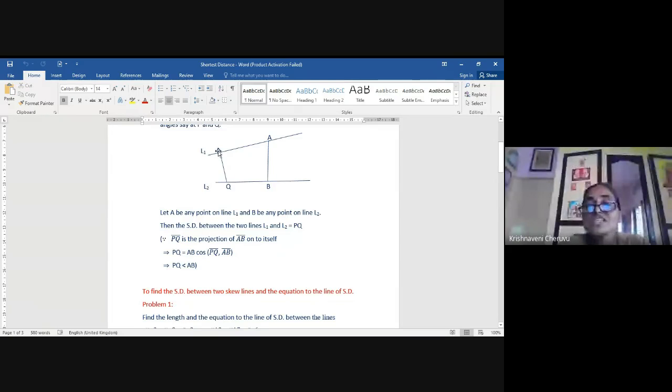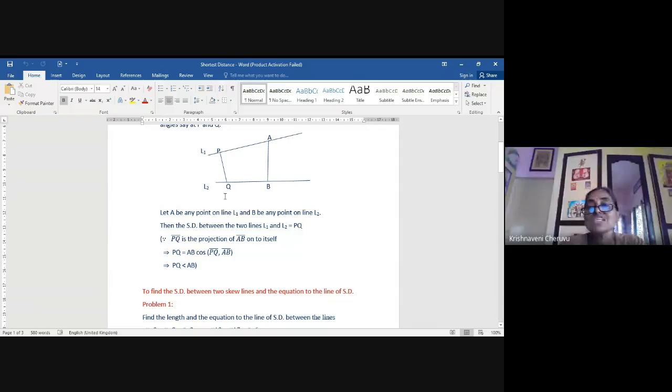Means the distance from P to Q is less than the distance from A to B. So when the distance PQ is less than distance AB, you can say that it is the shortest distance. Not only AB, any 2 points you take, one on line 1, one on line 2. So actually the projection of the line PQ is nothing but on AB itself. PQ is the projection of the line AB onto itself.